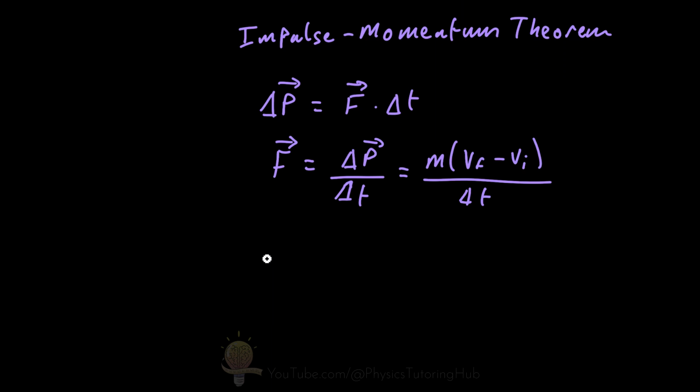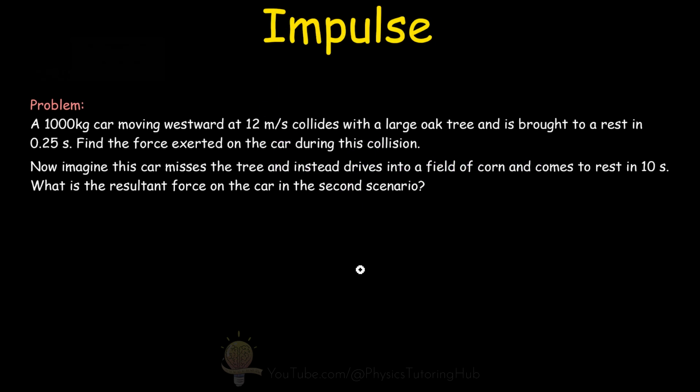So let's clarify this a bit further with an example problem. In our problem, we have a 1,000 kilogram car moving westward at 12 meters per second, and it collides with a large oak tree, which brings it to rest in 0.25 seconds. So our goal here is to find the force exerted on the car during the collision.